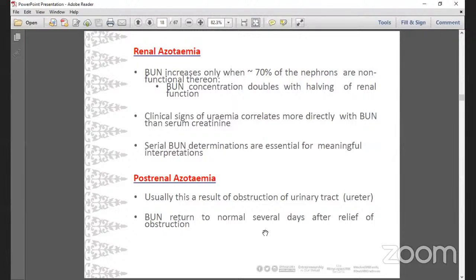So when we do a cystotomy to remove the urolith, or we do retrograde hydropulsion in order for us to establish urethral patency, and ultimately, when we relieve the obstruction, there will be a drop of the BUN and also creatinine, so it will return to the normal value.